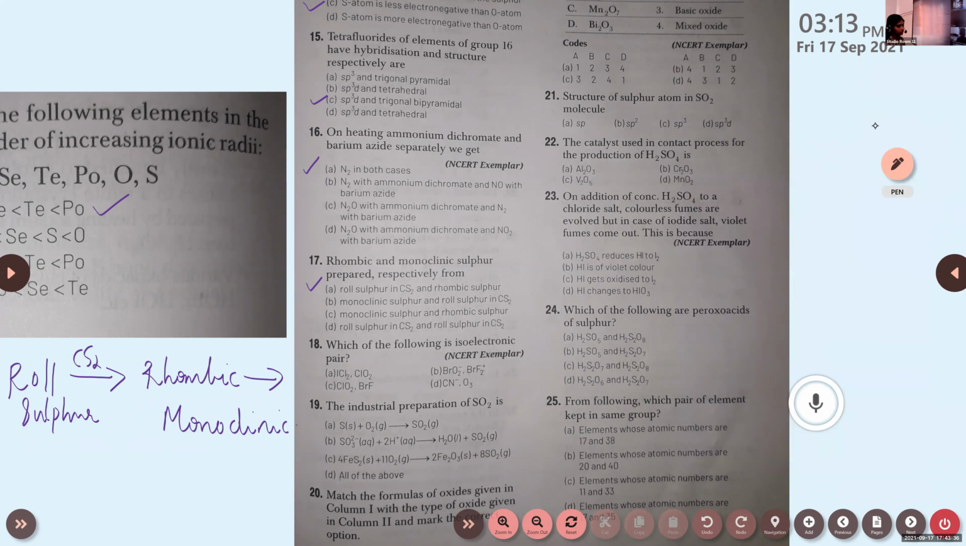Then the 18th question. Tania, can you read the 18th question? Which of the following is an isoelectronic pair? Option A, ICl2, ClO2. Option B, BrO2 minus, BrF2 plus. Option C, ClO2, BrF. Option D, CN minus, O3. So these are the options.